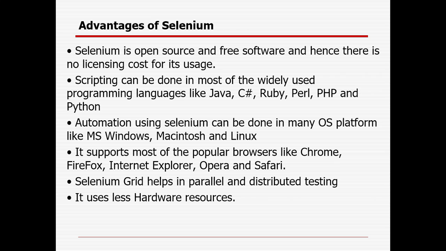So what is the advantage? Primarily we are using Selenium. It is an open source tool, no license cost you need to pay. Scripting can be done in different languages: Java, Python, C Sharp, Ruby, Perl, PHP. It can interact with different operating systems: it can be Mac, Linux, or Windows. It supports different kinds of browsers, starting from Chrome, Firefox, Opera, Safari, right? It uses very little hardware; even 1 GB will be fine for Selenium. And Selenium Grid helps in parallel and distributed testing.